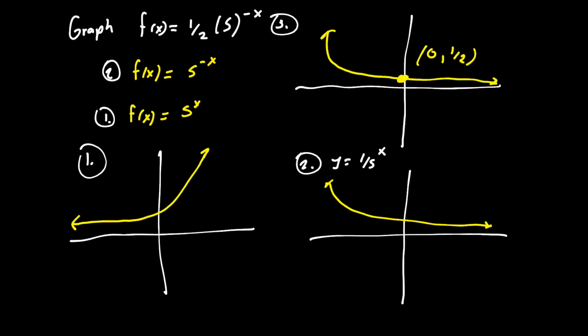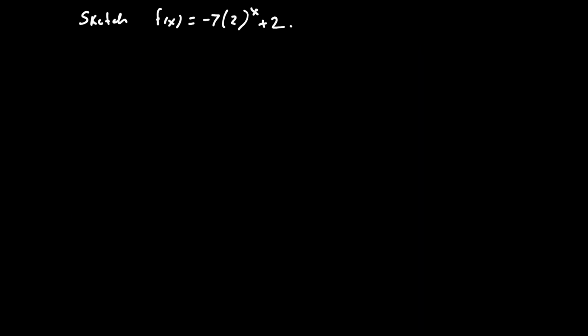Let's work on another problem where we have to practice sketching the graph. Here we're given the function f of x is equal to negative 7 times 2 raised to the x plus 2. And we're going to just, number 1, rewrite this equation. So we'll get y is equal to negative 7 times 2 raised to the x plus 2. And then we're going to take off step by step the transformations.